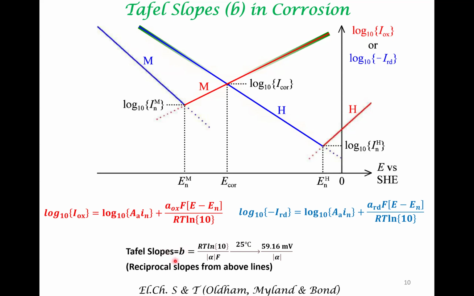The Tafel slope, referred to via this symbol B, is the reciprocal of the slopes of these lines. So the slope of these lines corresponds to this quantity and this quantity, and as you can see, the Tafel slope is the reciprocal of these slopes obtained from these Tafel plots.